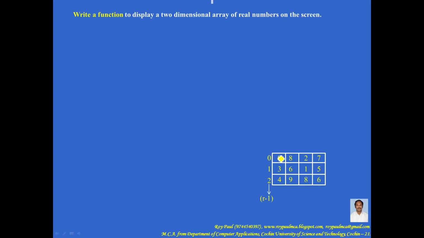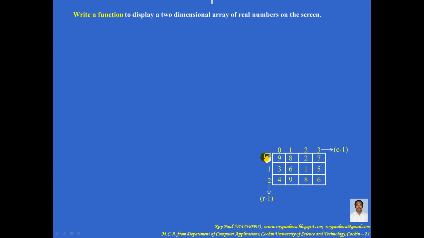Similarly, for the first column, the index is 0 because the lower bound starts with 0. Lower bound of the column is 0. For the next column, the index is 1. For the next one, index 2. And for the last one, index 3. When 4 columns are there, the upper bound of the column is 4 minus 1. So in general, if c columns are there, the upper bound of the column is c minus 1.